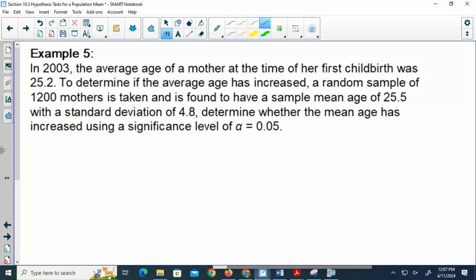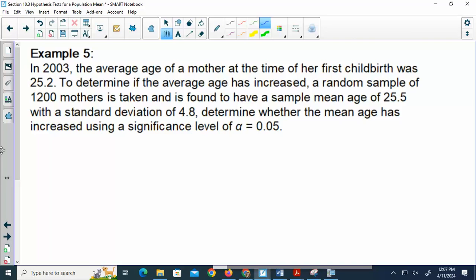So in 2003, the average age of a mother at the time of her first childbirth was 25.2. To determine if the average age has increased, a random sample of 1,200 mothers is taken and is found to have a sample mean age of 25.5 with a standard deviation of 4.8. Determine whether the mean age has increased.